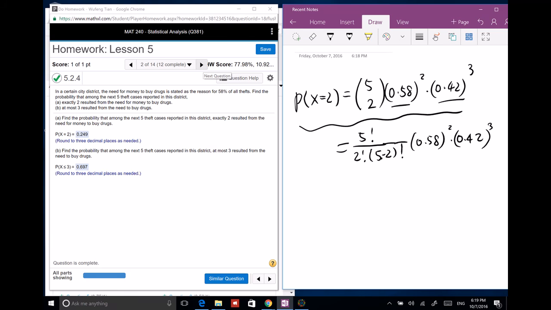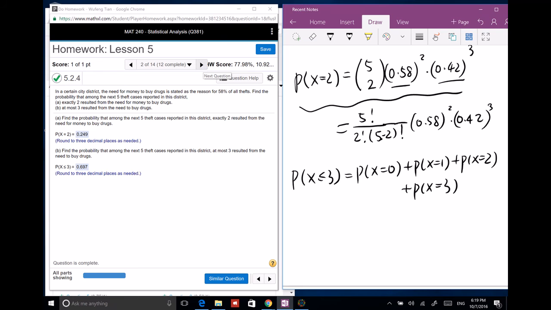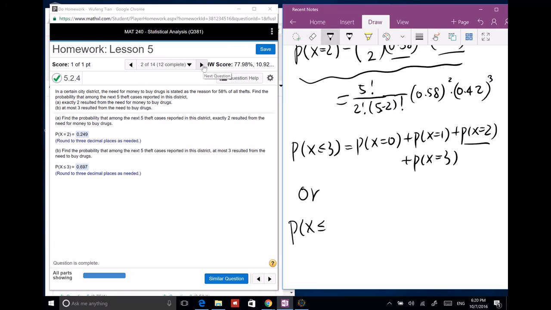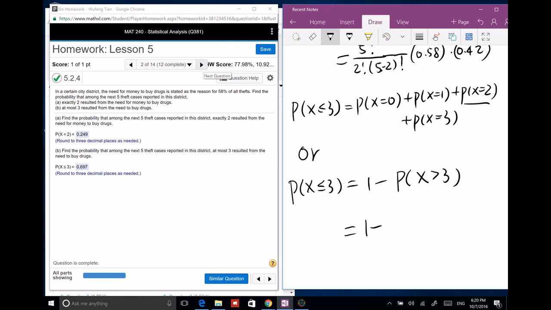Okay. So the next one, P(X less than or equal to 3). This equals P(X=0) plus P(X=1) plus P(X=2) plus P(X=3). We have P(X=2). You just need to find the other 3 and you find it. Or you can do P(X ≤ 3) equals 1 minus the complement, X bigger than 3. Bigger than 3 is 4 and 5 because you only select 5, right? So 1 minus P(X=4) minus P(X=5).